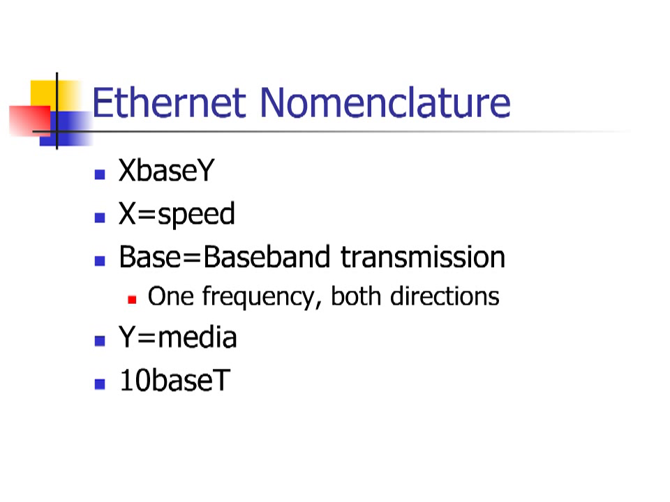And then the third part of the Ethernet nomenclature is the media type. And so if I were to say 10 base T, that would mean 10 megabits per second using baseband transmission over twisted pair cabling, the media type.